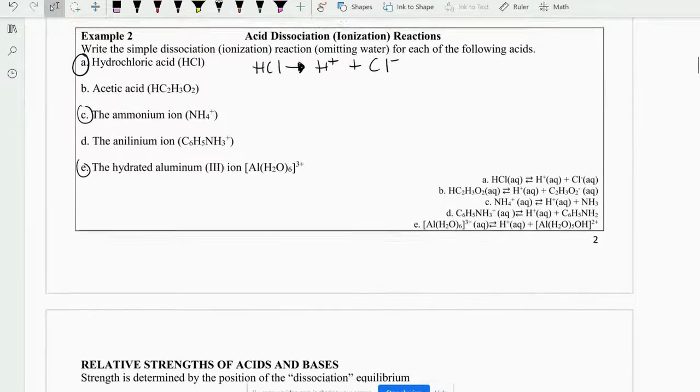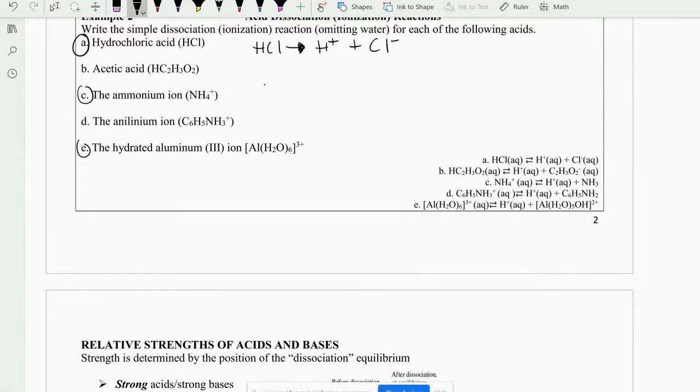Ammonium, this one is actually a weak acid. And what we're going to show here, again, leaving water out, I'm going to draw a double arrow. And you'll find out a little bit more later on why we would draw these double arrows for weak acids and weak bases. Anyway, it would go back into the weak base, the ammonia, and that extra hydrogen proton would be floating around.